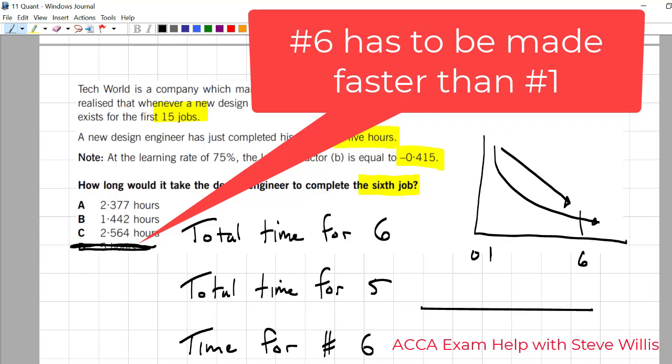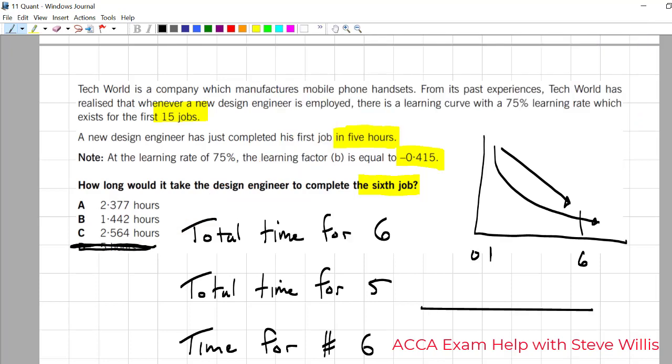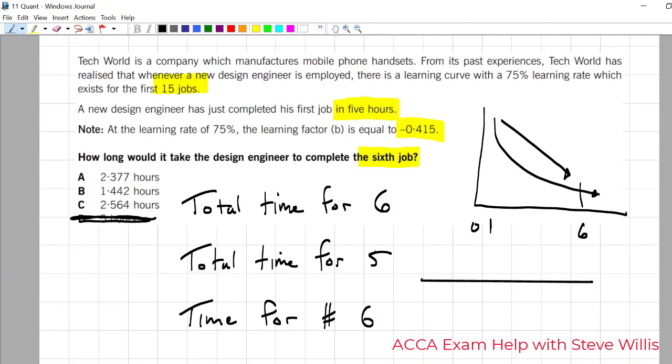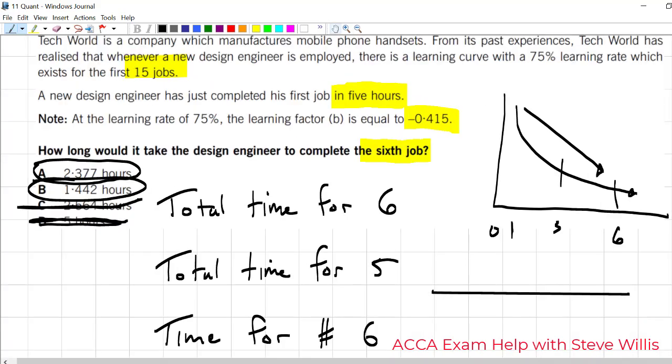Now, answer A matches what we just got, 2.377. There it is. That's the average time. So if we're doing 6, we're going to go faster. So it has to be a number lower than 2.377. C is bigger, B is lower, so it has to be B, just from a little logic and some quick thinking and staying focused. But we can finish it now, just for practice.